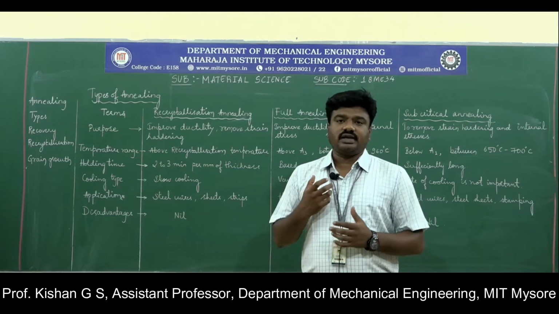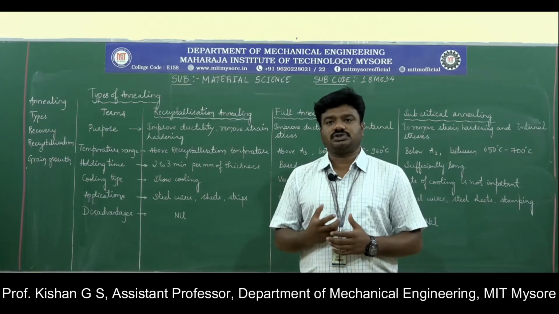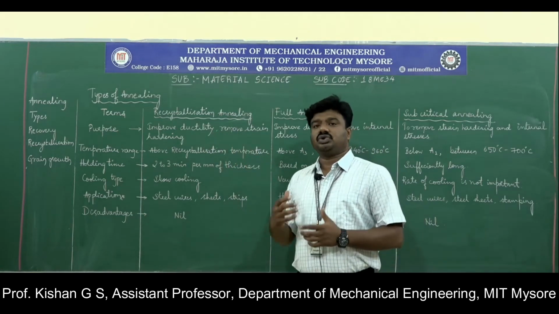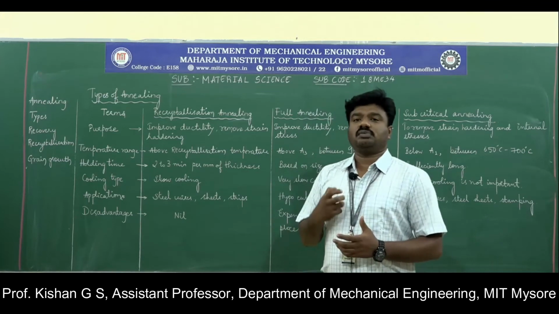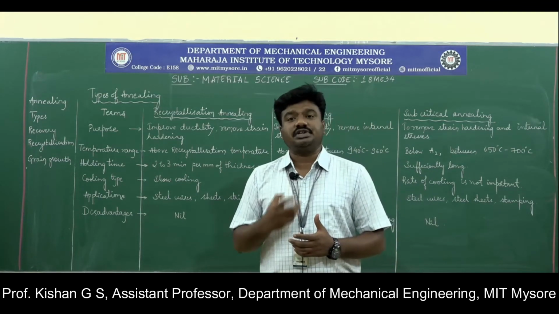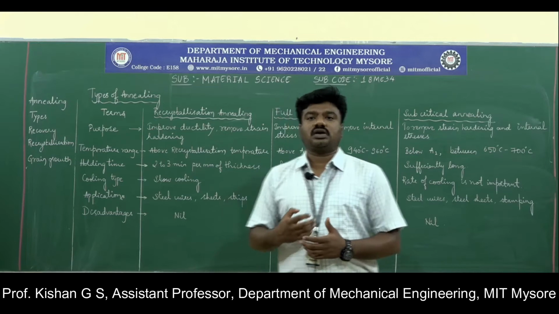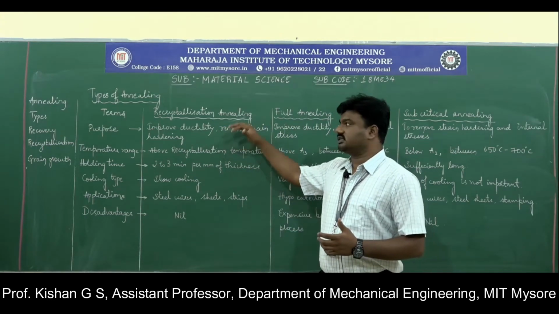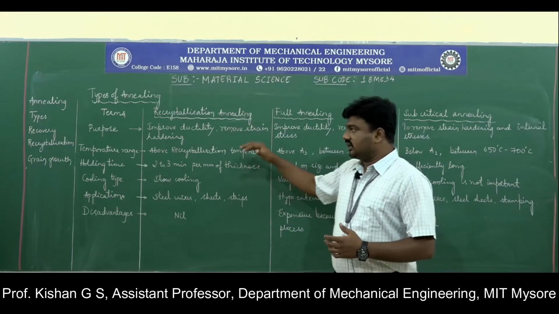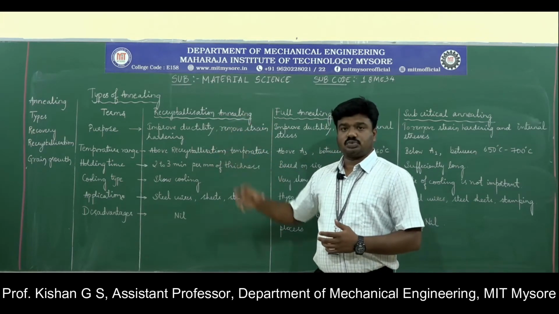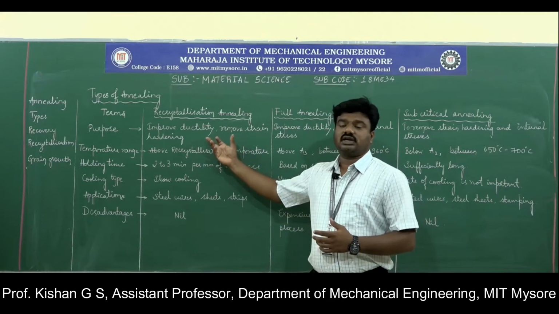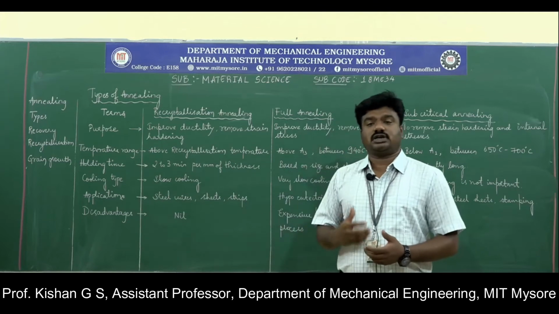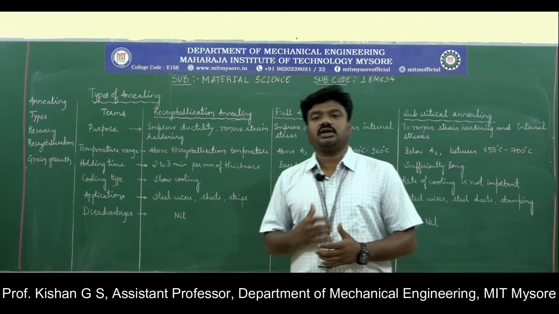So for any existing condition of a steel composition, in order to improve the ductility and remove the strain hardening, which is due to the material formation or the material being kept under loading condition, you are going to consider the material for a heat treatment called recrystallization annealing. The temperature to which the composition is heated is above the recrystallization temperature or above the upper critical temperature.